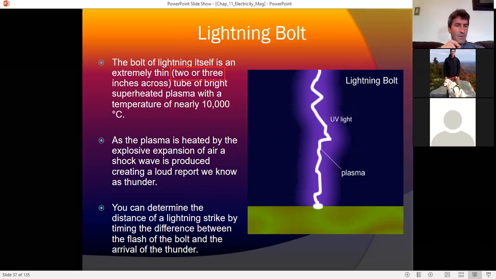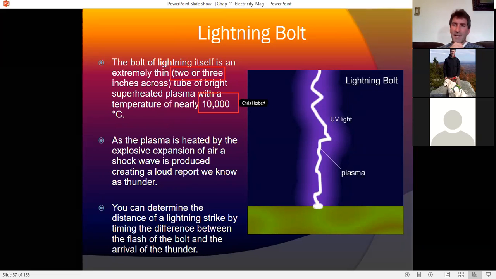Isn't it in lava? No, lava is actually just a liquid. Oh, okay. A plasma would be something heated to such a high temperature, hotter than even lava.